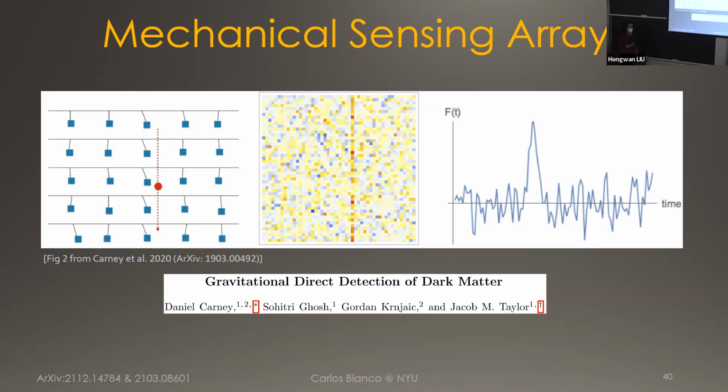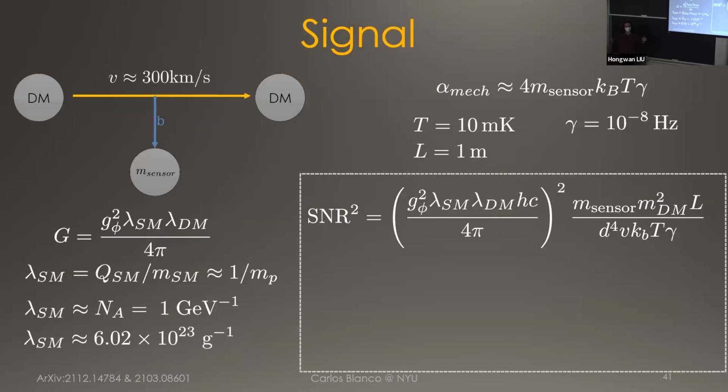Let me leave the answer to that question for the last slide, because that's the conclusion. But it turns out you need a lot. It turns out to be not too much to ask, but you do need a lot. In the original proposal, they estimated an array of sensors separated by about a millimeter.